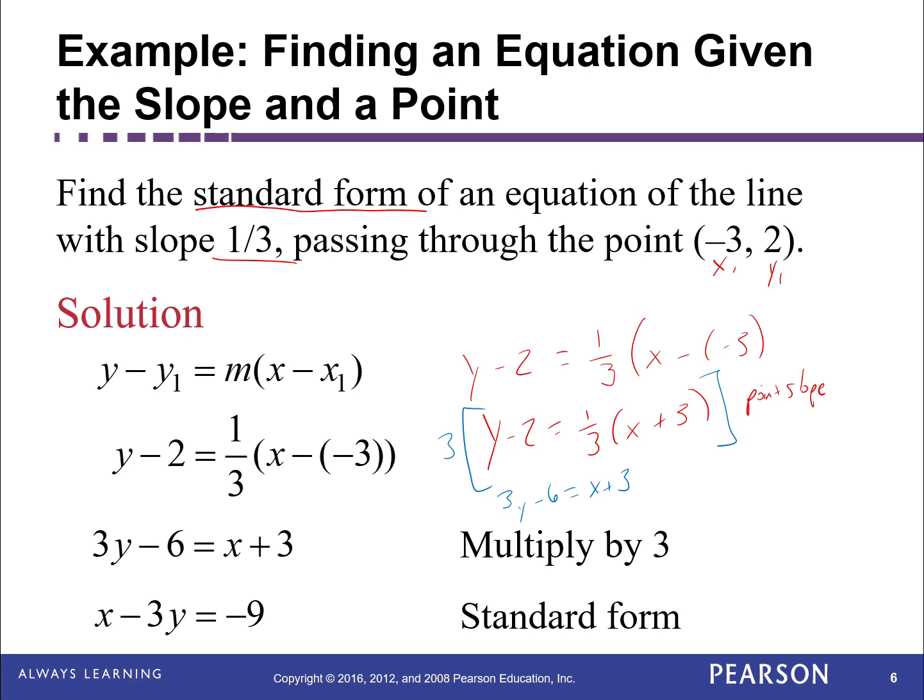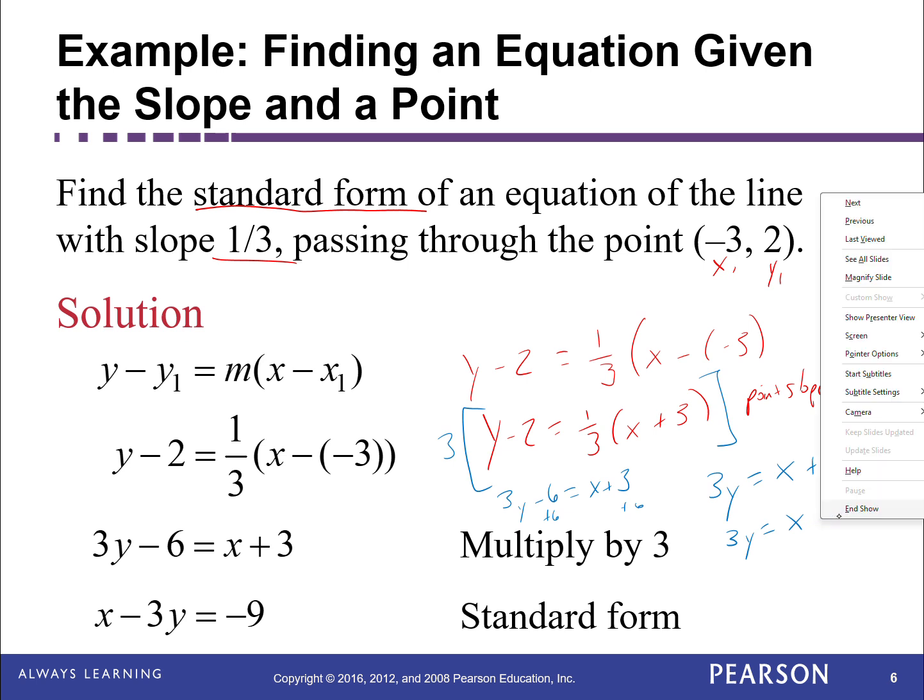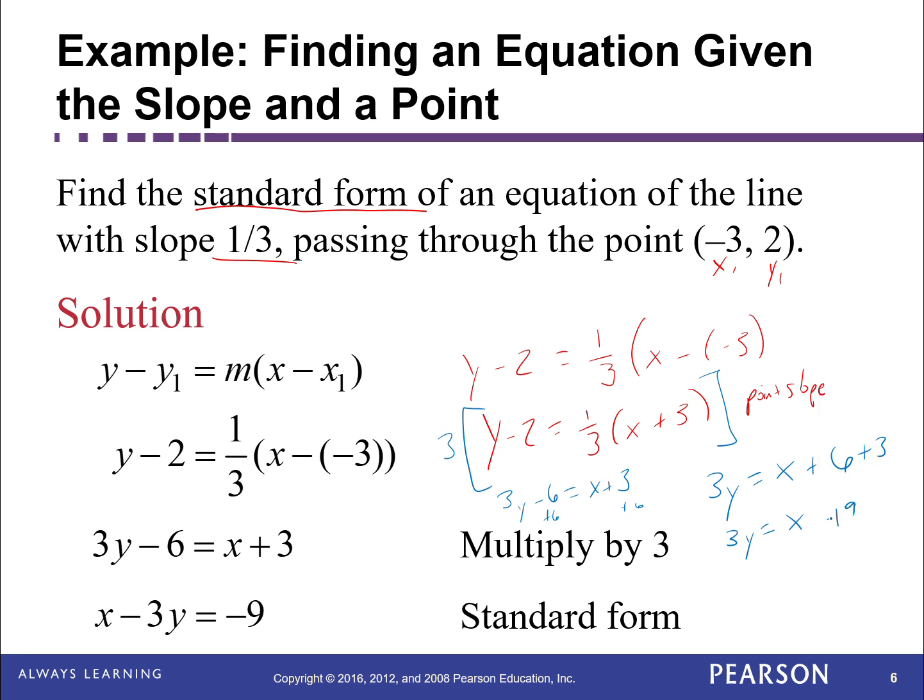Now we're not done yet. We still have to put it in standard form, which means that we need to get the x and y on the left-hand side and then the regular numbers on the right-hand side. So I'm going to start by adding 6 to the right-hand side. That's going to give me 3y equals x plus 6 plus 3. And that's going to give me 3y equals x plus 9.